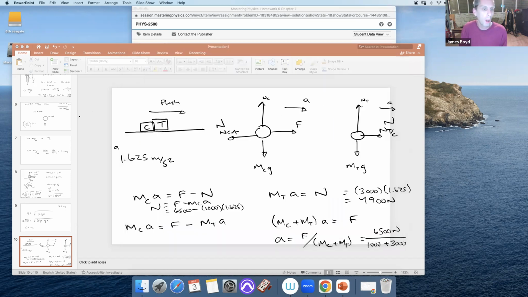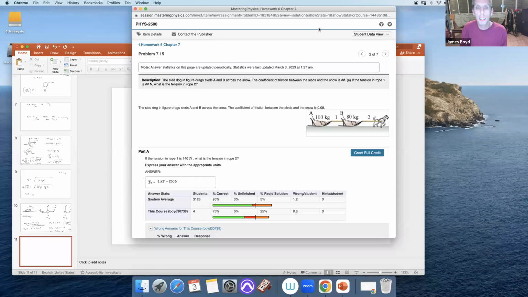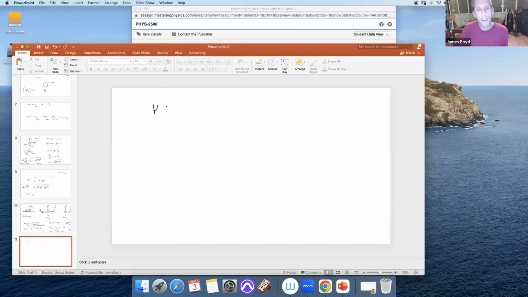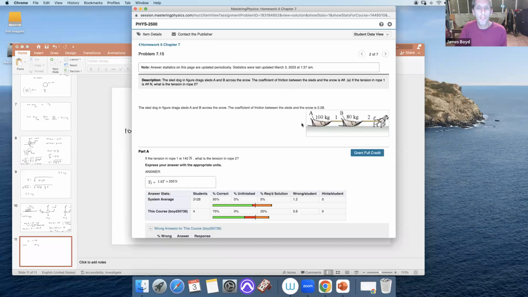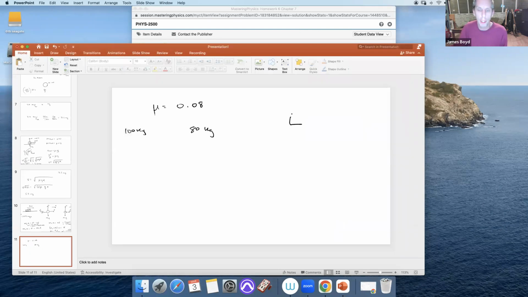All right. In this next problem, we have two sleds, one's 100, one's 80, being pulled by a dog. And we're going to find the tension in these ropes. Now, there is a coefficient of friction of 0.08. So there's some coefficient of friction of 0.08, 100 kilograms and 80 kilograms. And when we look at this, we can treat this as two blocks. It's moving, so we only need to worry about kinetic friction.